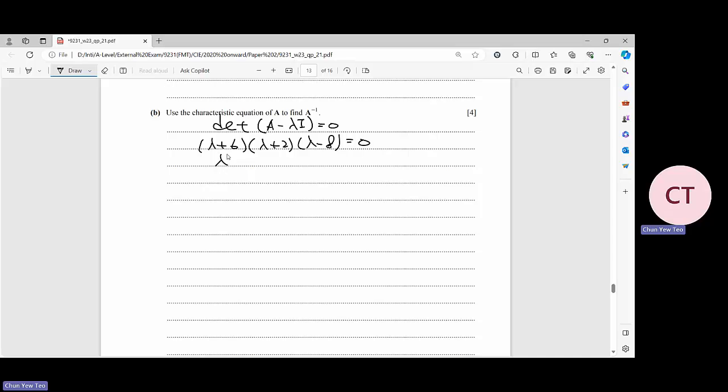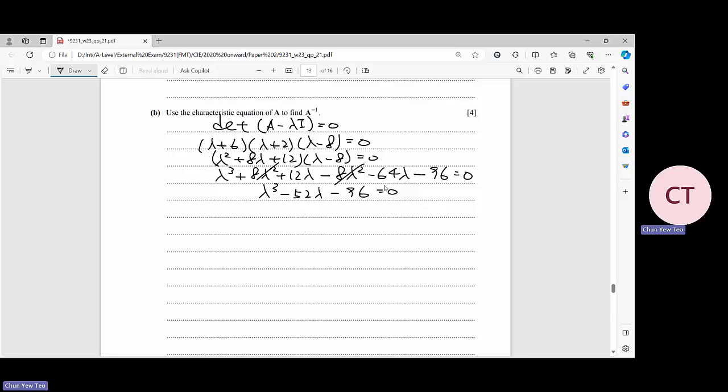So if you expand it one by one, you will get lambda squared plus 8 lambda plus 12, and then lambda minus 8. Then you get lambda cubed plus 8 lambda squared plus 12 lambda minus 8 lambda squared minus 64 lambda minus 96 equal to 0. So at the end, simplify, you get lambda cubed. This one cancels, no more lambda squared. Then you only have negative 52 lambda minus 96 equal to 0.